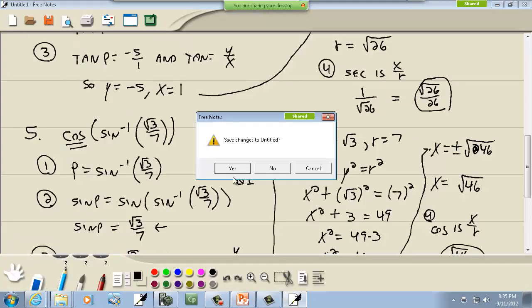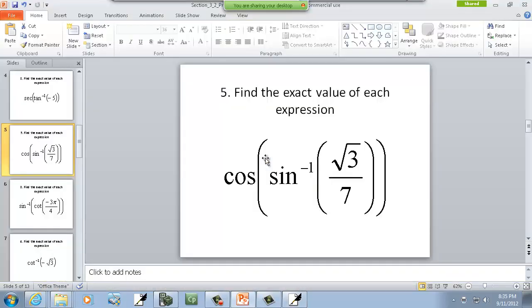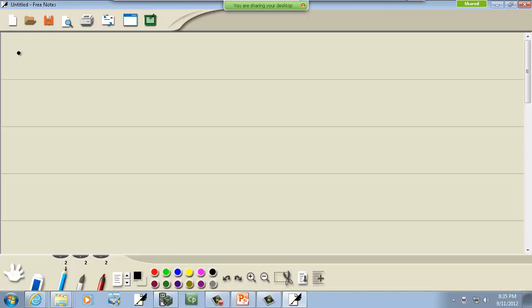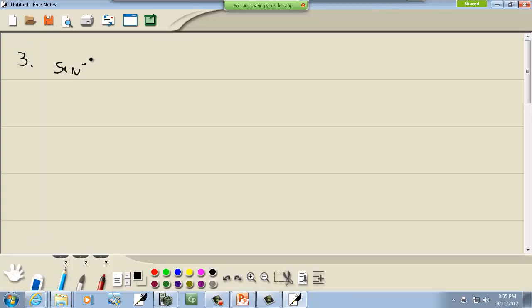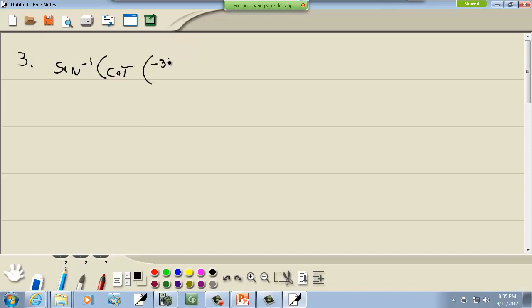Okay, there it is. And let's look at our next problem. This is not problem 3, but we'll go with that. Okay. Now this one is different.